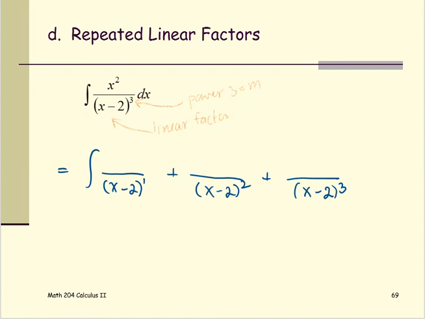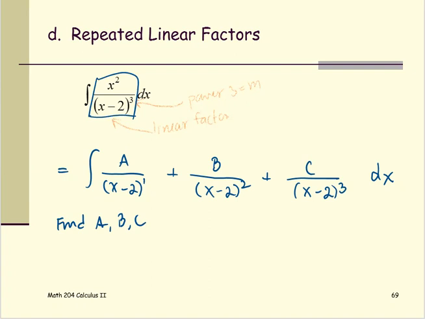And since they are linear, the numerator is going to be a constant term. So I use A, B, C, with respect to x. You can use A1, A2, A3 if you like, okay? The next step, we're gonna have to find A, B, and C to make the original integrand equivalent to the sum of these 3 fractions.